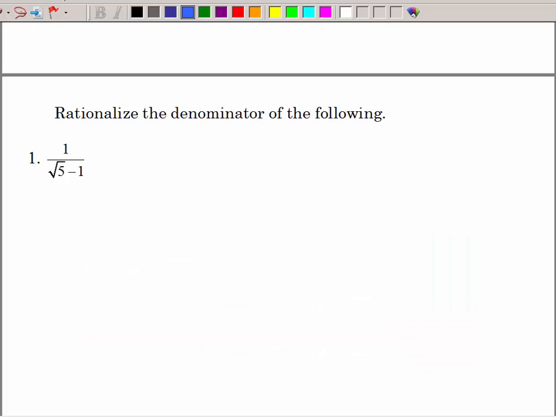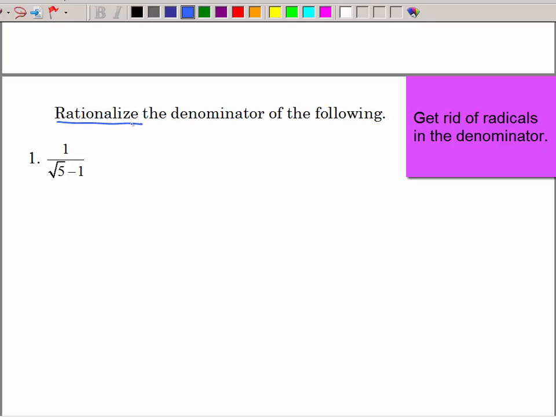Alright, let's look at this first example. The directions are to rationalize the denominator, that is dividing radicals. As you recall, rationalizing the denominator means to get rid of the radicals in the denominator. That's what rationalize means. How are we going to do that? We're going to multiply by the conjugate. So the conjugate of this binomial is the same binomial, but with the middle sign changed.